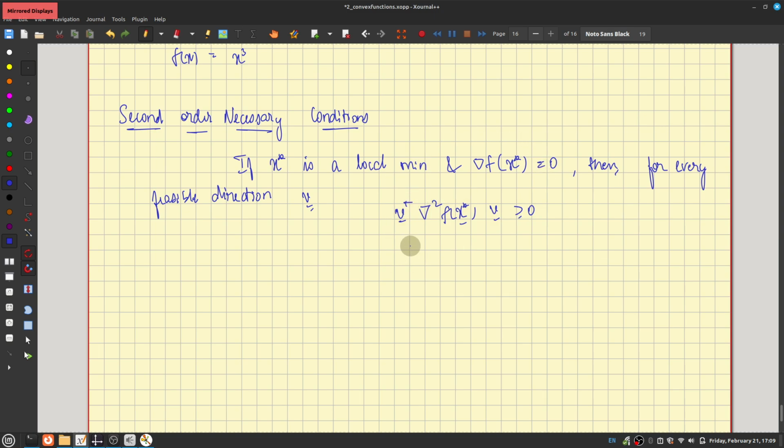So these tests don't guarantee that it's a local minimum or a local maximum. But if these tests are violated, then you can conclude that this is not a local minimum. It's sort of a negative test. If this is less than 0, then this is not a local minimum. But if it is greater than or equal to 0, it could be a local minimum. Right?